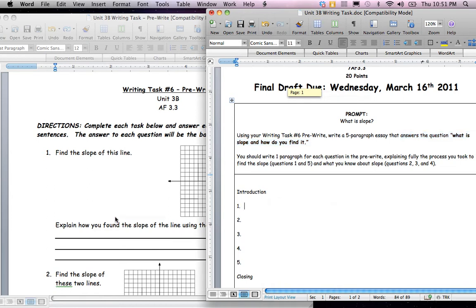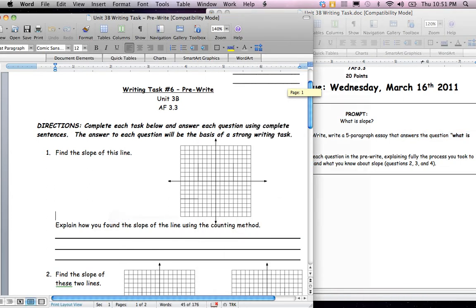Then the first body paragraph should correspond with the first question in your pre-write. And in the first question, it's asking you to find the slope of the line, and it's asking how you would do it with the counting method. A lot of students looked at that line and they found the slope as having a rise of 4, a run of 2, and then they said, I found the rise of 4, I found the run of 2, and then I found the slope. They're explaining how you found the slope of that one line. What I'm really looking for is how do you find the slope of any line? And then you can use this one as an example.